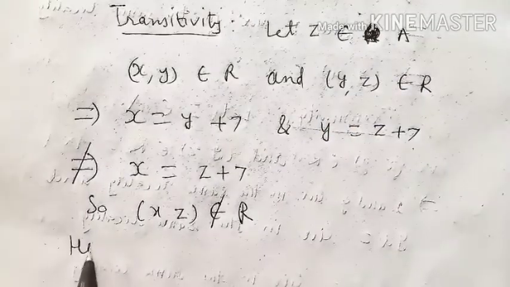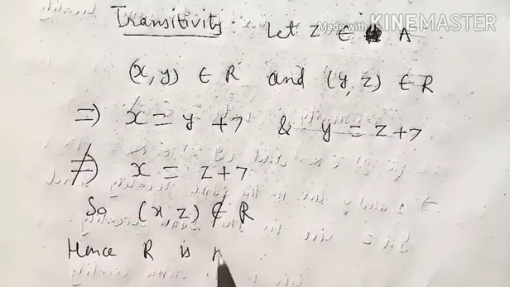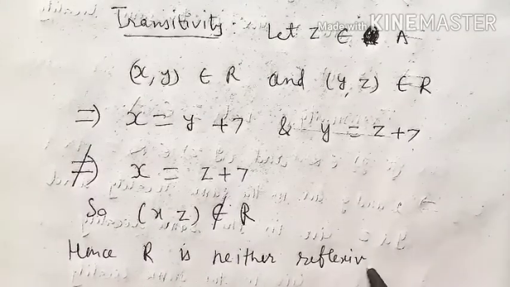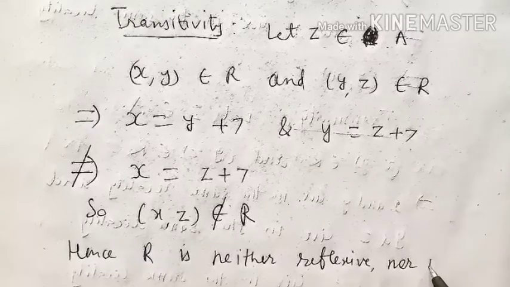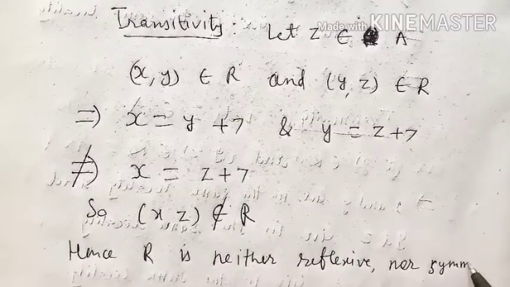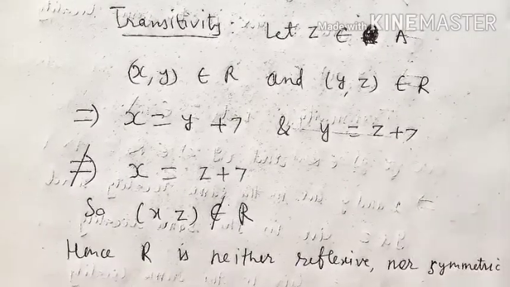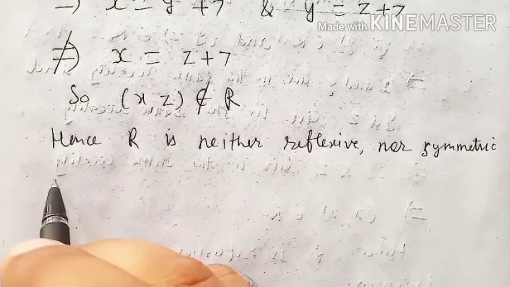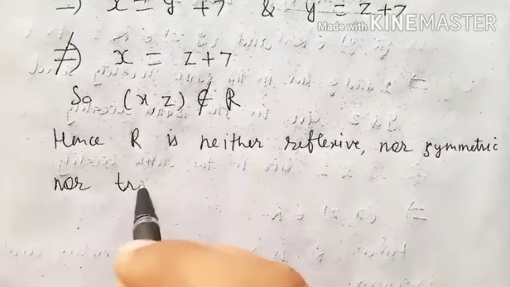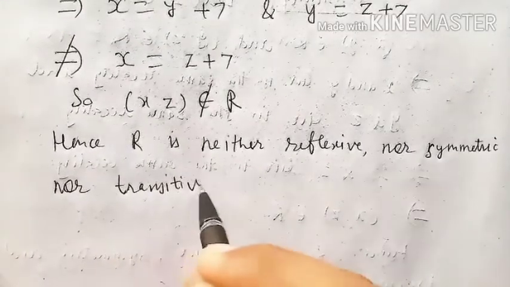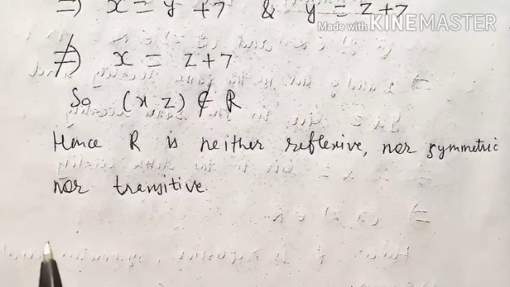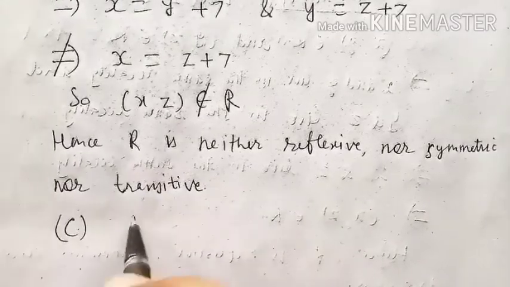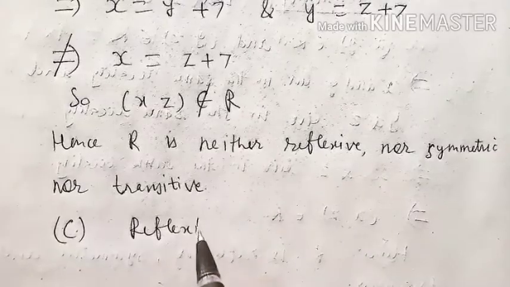Hence, R is neither reflexive, nor symmetric, nor transitive. Let us see the third question. Third one, here, reflexivity.